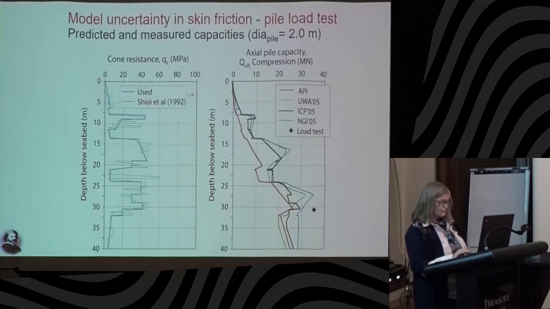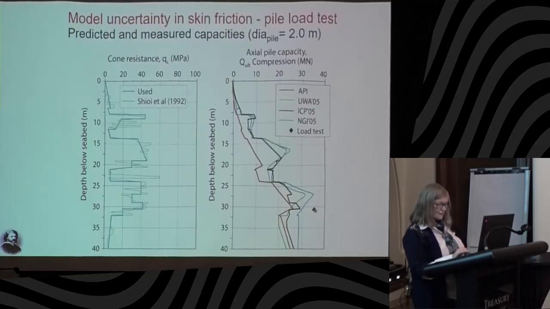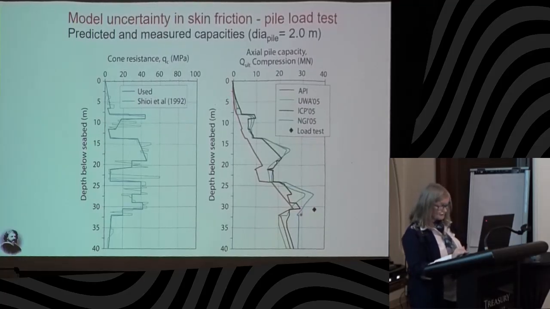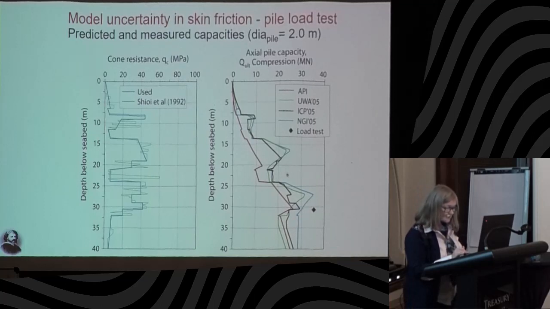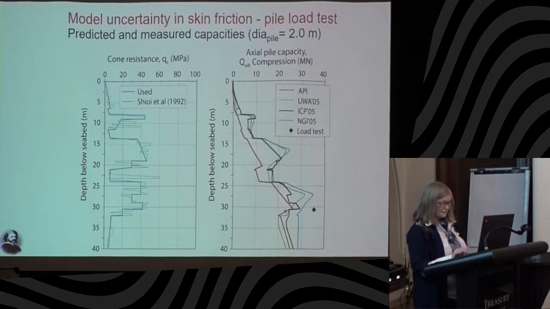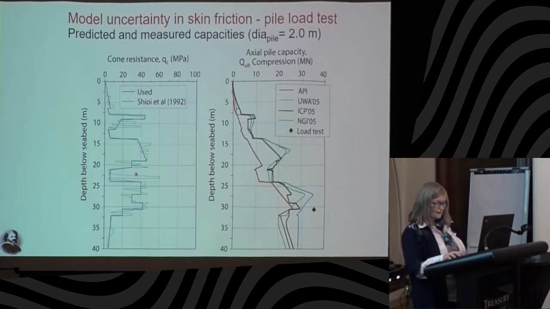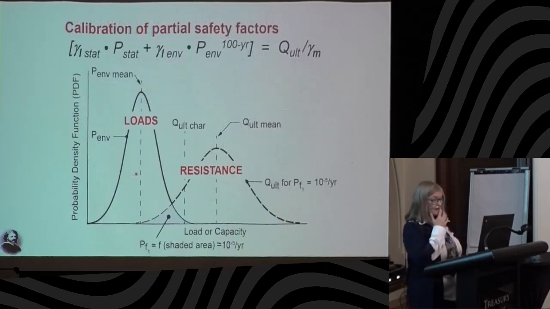You can see we had one load test at this depth, and then what resistance was predicted by the 5 methods at that same depth. And the agreement wasn't bad, but it wasn't exact either. And this was the soil profile that was used. But this is all good work by UWA.